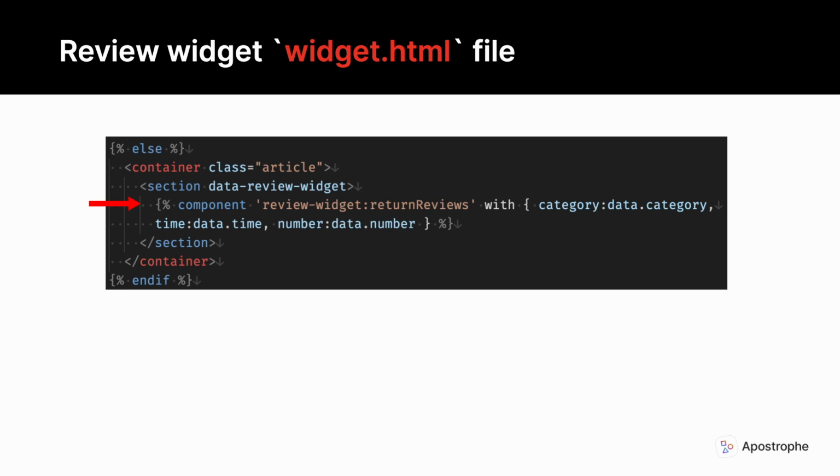The component is called from within nunchucks block tags using the apostrophe template tag component, followed by a string that supplies the name of the module where the component function is defined. In this case, the review widget, colon separated from the name of the function. We are passing it the optional with and an object that is used to pass data from the template to the function. We are passing 3 pieces of data from the widget schema fields to the component method: the category, time, and number. Switching back to the review widget index.js file, let's look at the actual component function.